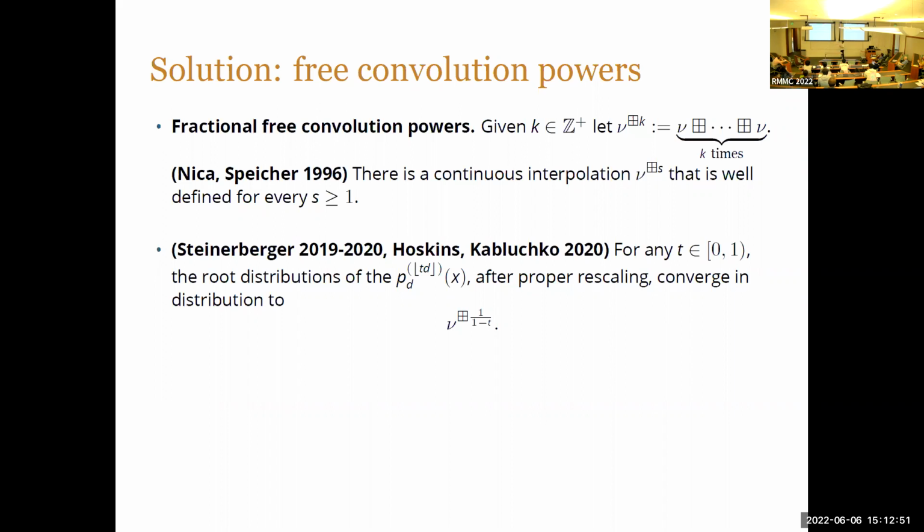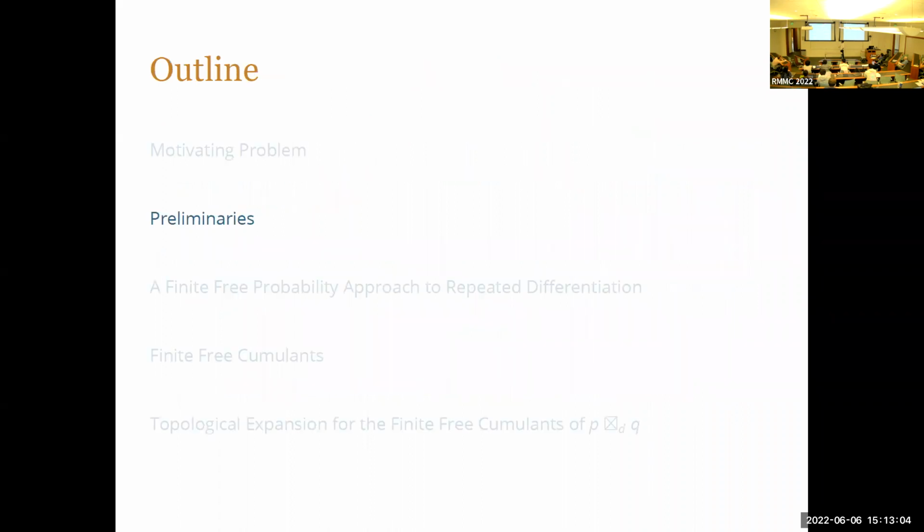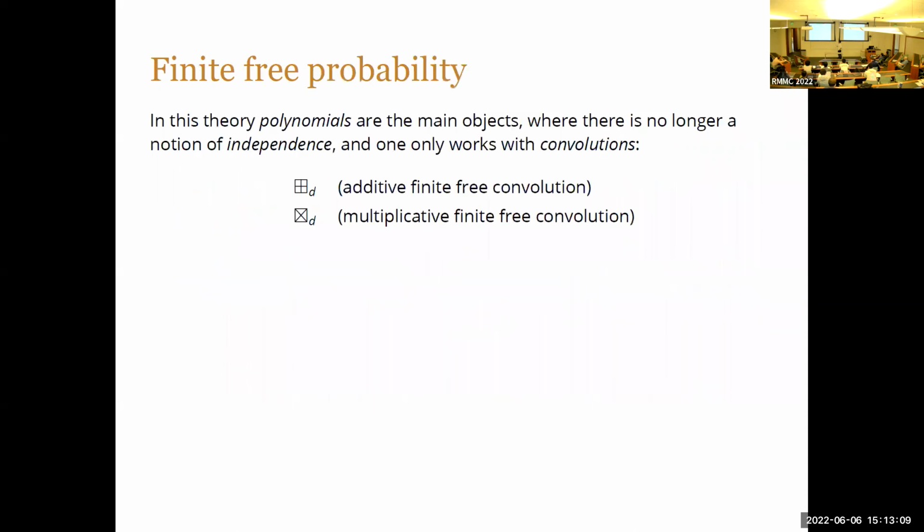So, okay. I want to give you now a very quick proof using finite free probability that we think kind of explains why this connection is happening. But before doing that, let me just tell you a bit about finite free probability. So finite free probability is some theory that studies polynomial convolutions. These are operations that take two polynomials and give you back another polynomial. We'll focus on the additive finite free convolution and the multiplicative finite free convolution, which are denoted in this way.